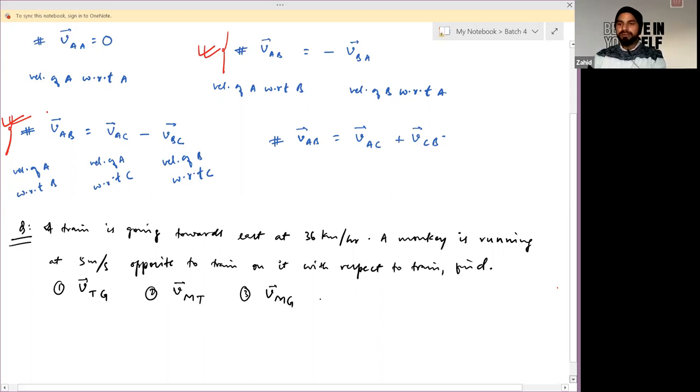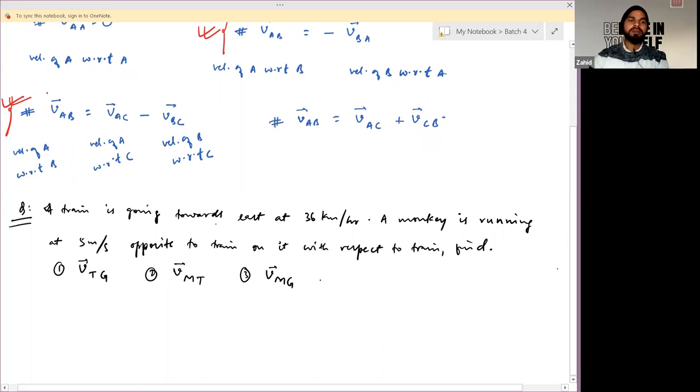So in all problems of relative motion, we first define coordinate system. So let's say east is along positive x-axis and west is along negative x-axis. A train is going towards east. So velocity of train with respect to ground will be taken as positive.